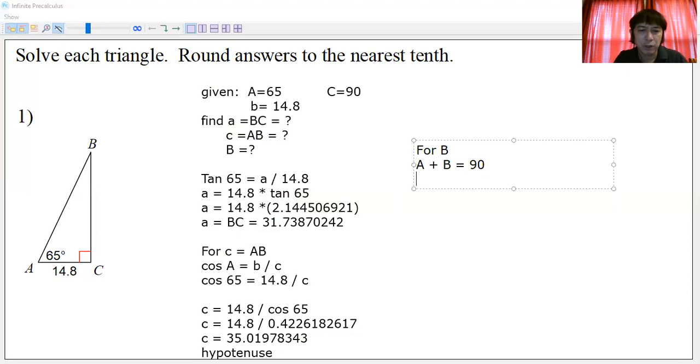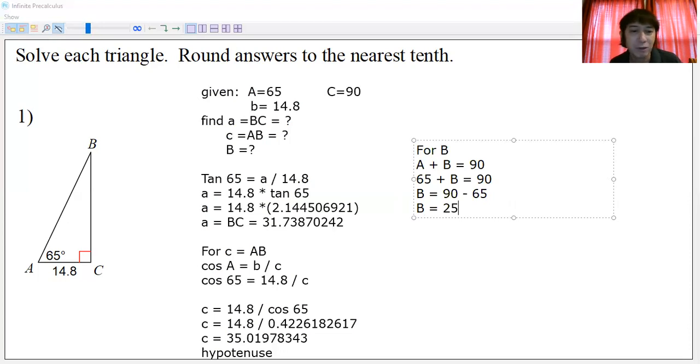And we have angle A, 65, plus B equal to 90. And we have here B is equal to 90 minus 65. And this must be about 25, 25 degrees. All right. Now this is our computation, and we shall be able to check our answers.